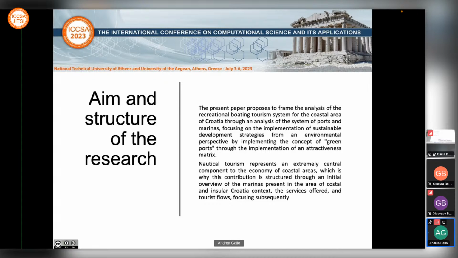So where are we starting from? We're starting from the aim and the structure of this research, where we want to start from a short analysis of the framework of the Croatian coastal and insular area, and going through this analysis, try to elaborate a matrix of attractiveness based on two different factors: one related to the services provided by different marinas and their ability to catch the flows of nautical tourism boats, and on the other hand, the characteristics and capacity of these different marinas to catch these different flows.